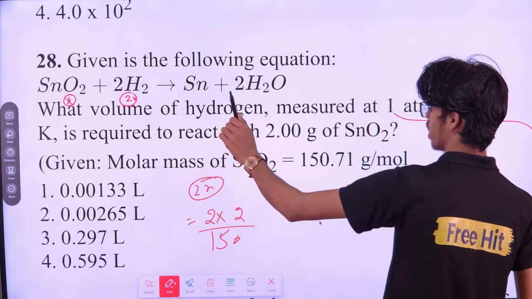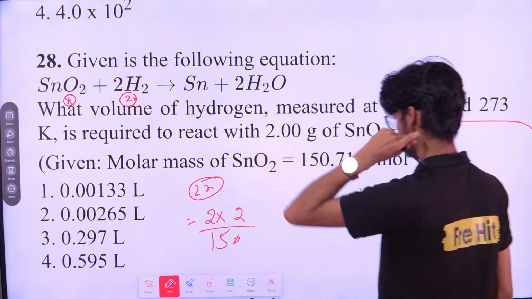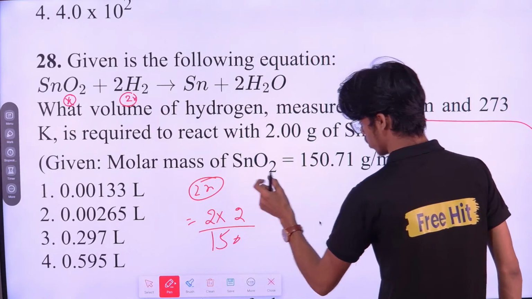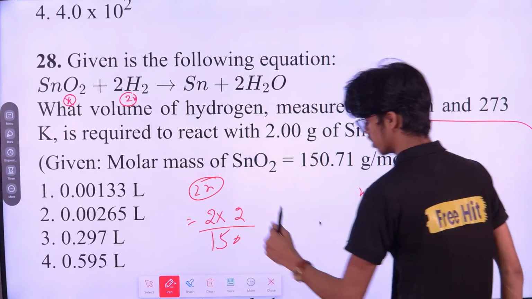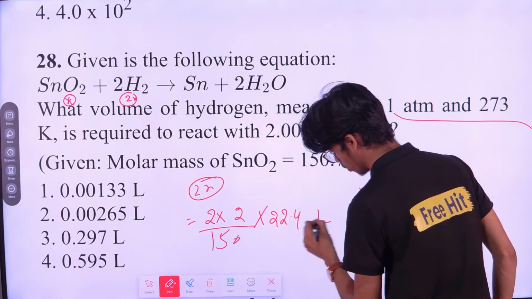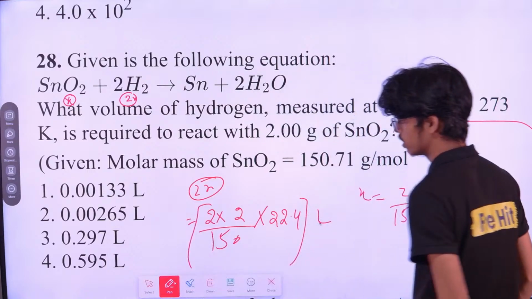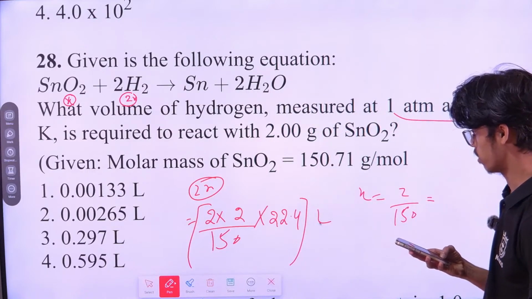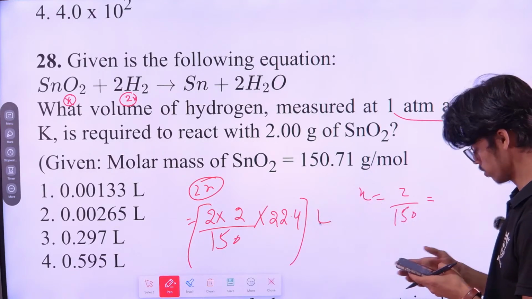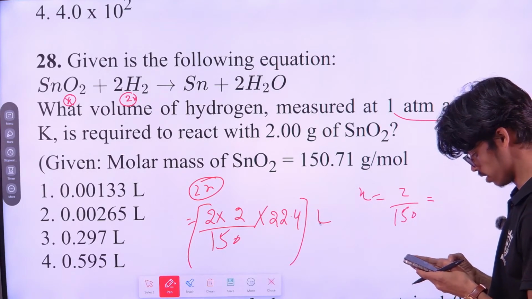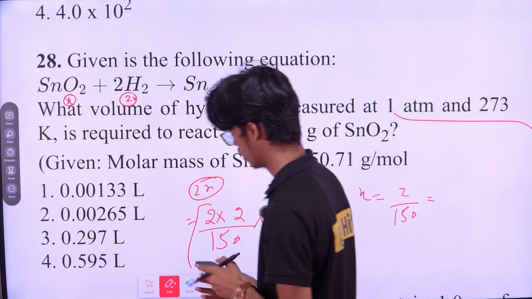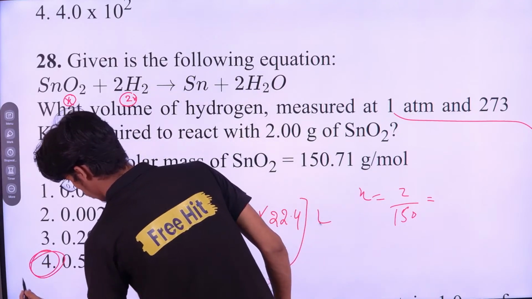Now when you want to find the volume, how can you find it? This is the moles given. To find the volume, 1 mole is equal to 22.4 liters. So this much number of moles is equal to this much volume in liters. Got it? So this is the answer. Let's calculate: 4 into 22.4 is 89.6, divided by 150, which is 0.59 something. So this is the right answer, option number 4.